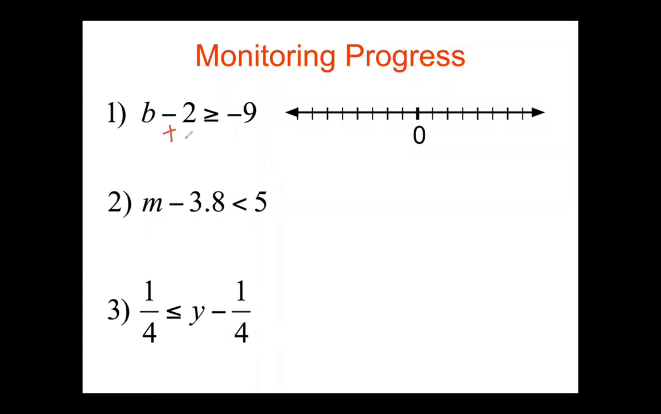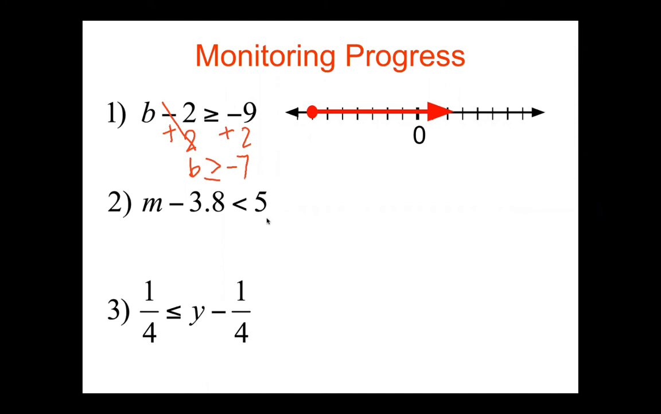I'm going to cancel out this minus 2 by adding 2 to both sides. These 2's cancel, and you're left with b is greater than or equal to negative 7. So now that you have your b isolated, go ahead and plot this. We have a greater than or equal to, so we know that our circle is going to be closed at negative 7. And then you can go ahead and draw your line. We can see here that our variable is on the left of the inequality. So draw your line in the same direction as the inequality symbol.